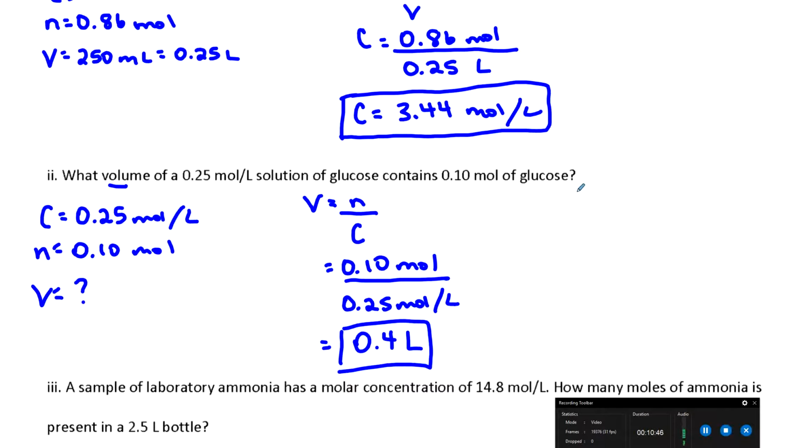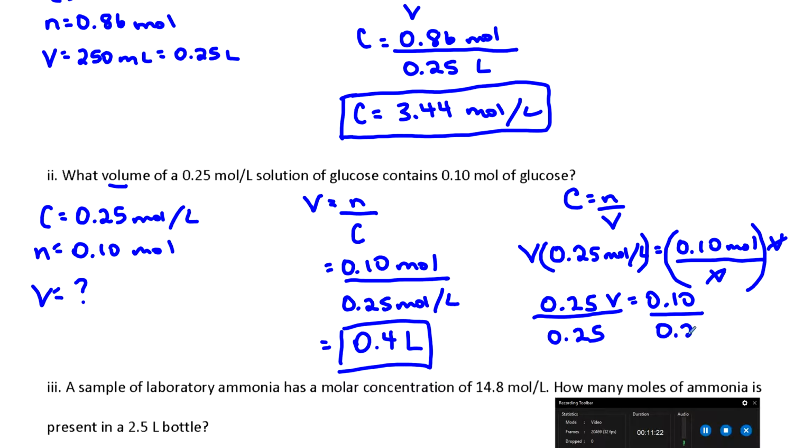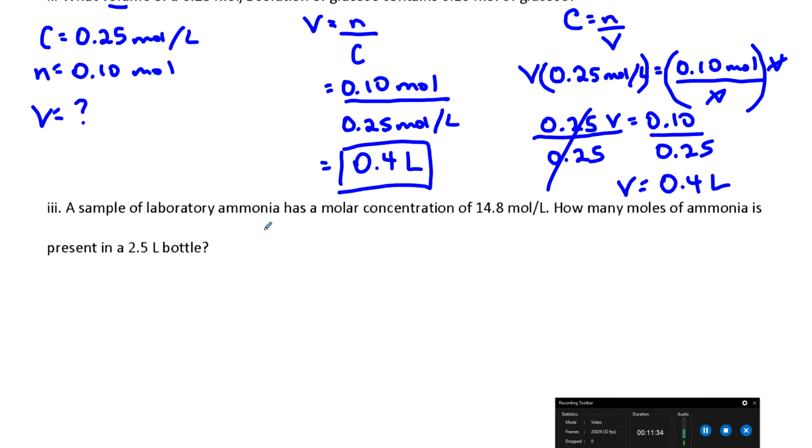The other approach would be to use the formula as it's originally given and plug in as is. So I would put my concentration here, my number of moles here, and my volume here. Then to solve, I would multiply both sides by V. That would give me 0.25 V equals 0.10. Then to isolate V, I would divide by 0.25. And of course, I get the same answer. Either way is fine by me. I just want you to know that there's two approaches. Let's do one more, and then we'll change it up a little bit and add another layer to the problems.